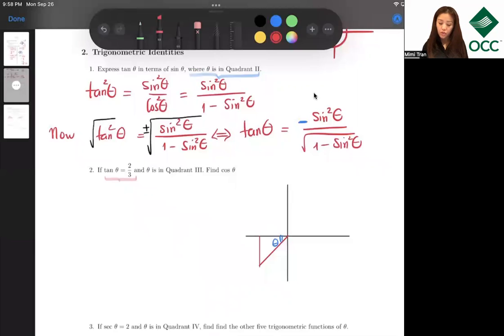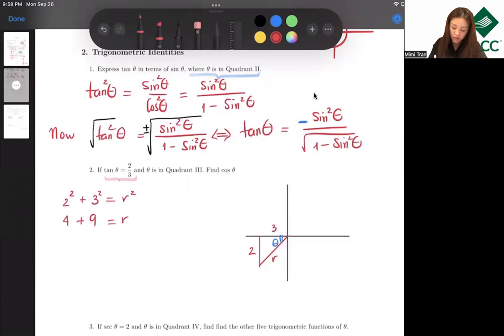Tangent is y over x. So y is 2 and x is 3. All we have to do is find the radius r. Naturally, we use the Pythagorean theorem: 2 squared plus 3 squared equals r squared. 4 plus 9 is 13, so r squared equals 13, or r equals root 13. We can do plus or minus, but we know the radius can't be negative, it's just a length, so let's ignore that part.